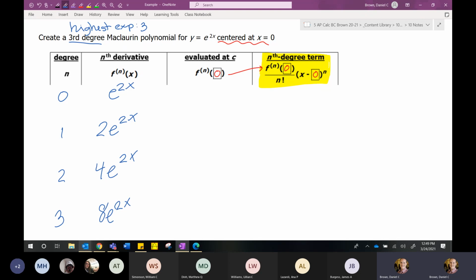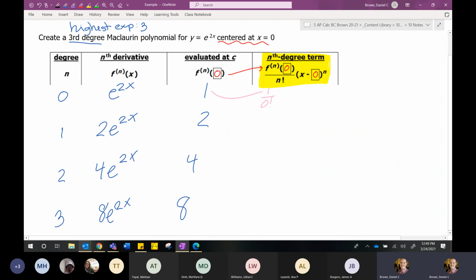So plugging in 0, we get e to the 0th power, which is 1, 2, this is a pretty easy one to do, 4, and 8. You can kind of imagine the more complicated functions have some more complicated derivatives to find. And then we're going to use those numbers to find the terms. So how do I find those terms? The number you find here, you're going to divide it by the degree factorial.